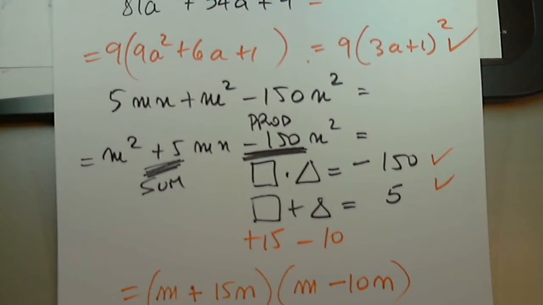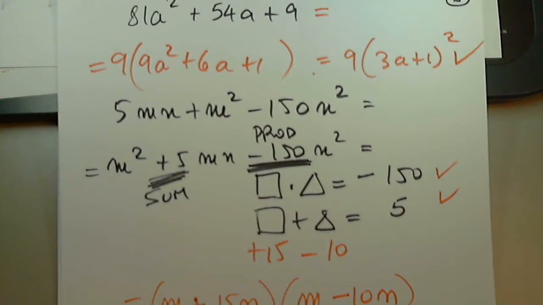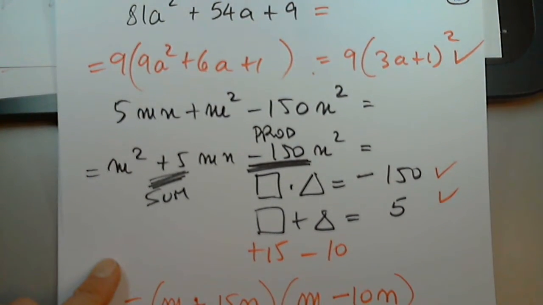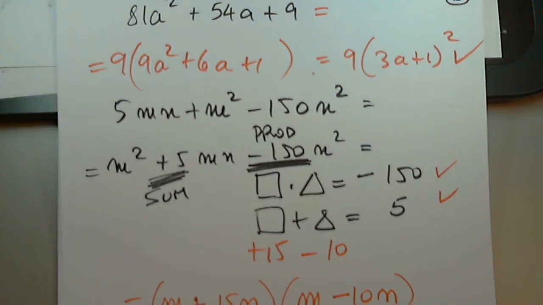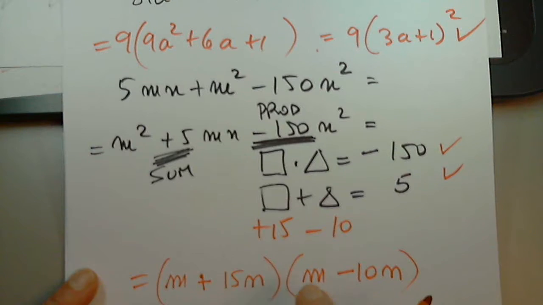So let's check. It takes 10 seconds or less. M times M, M squared. Negative 10mn, but positive 15mn, which is 5mn. 15 times negative 10, n squared. Is that clear? Okay, let's multiply. Let's write it. M times M, M squared. M times negative 10n. 15n times m. And negative 150 n squared.